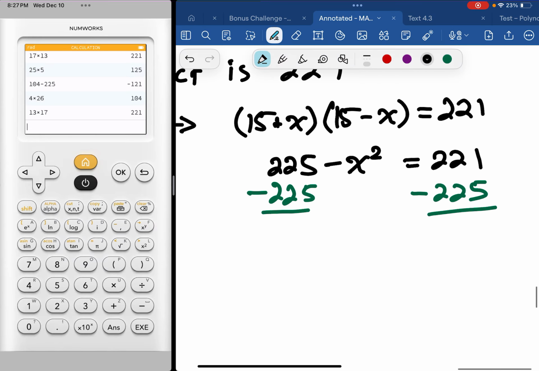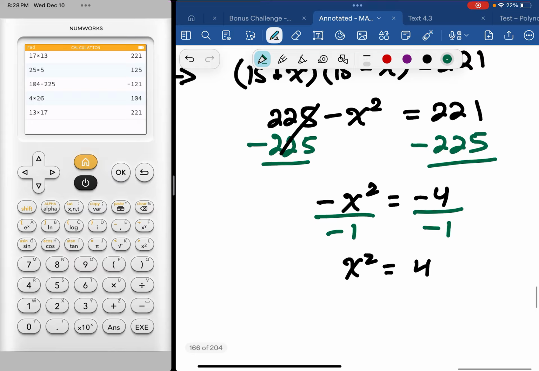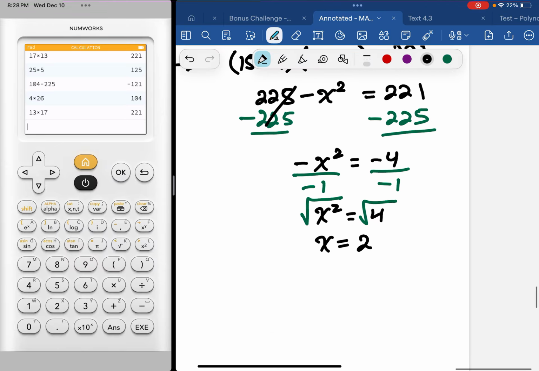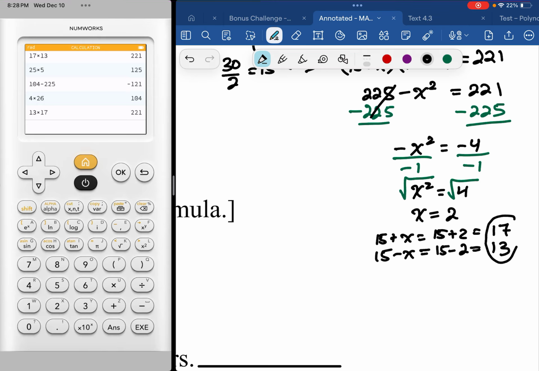which gets me a negative x squared equals negative 4. Divide out the negative 1, and I get x squared is equal to 4, the square root of which would be 2. So x equals 2. So 15 plus x, 15 minus x, 15 plus 2 is 17. 15 minus 2 is 13. And so those would be my two numbers.